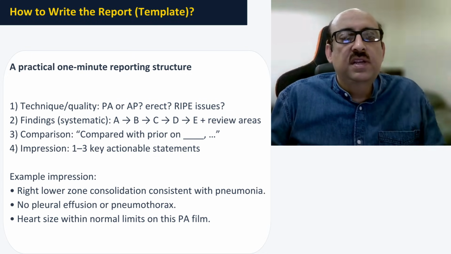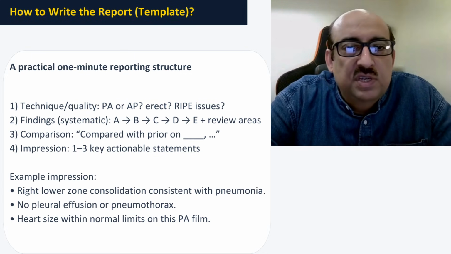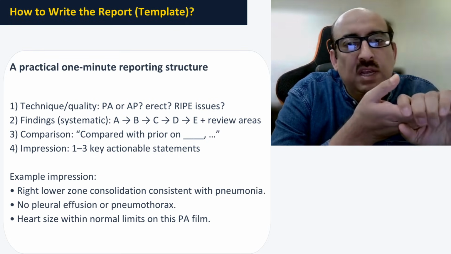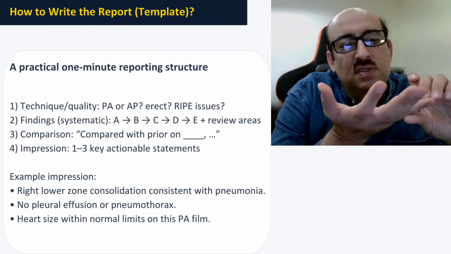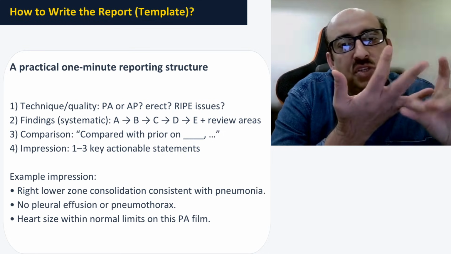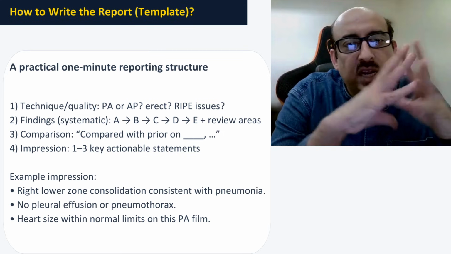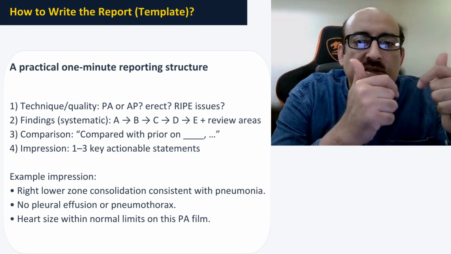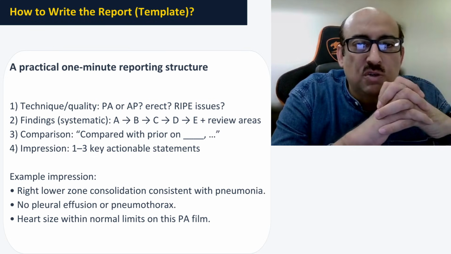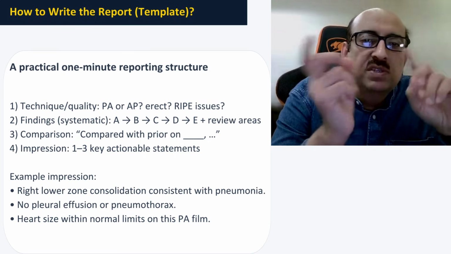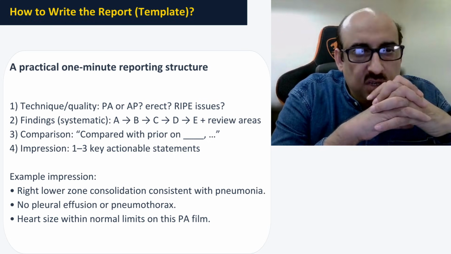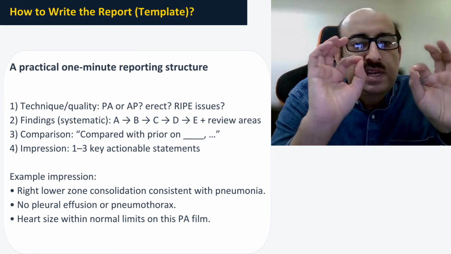Just a practical tip about how to report a chest x-ray. Look at the technical qualities: PA, AP, erect, supine, and any RIPE issues, which is rotation, inspiration, projection, and exposure, and also lung film adequacy. Describe the findings systematically, A, B, C, D, E, and the review areas which are not to be missed. Always check right versus left side, and compare both sides. Comparison with previous chest x-rays is really crucial, and finish with the impression as a final actionable statement.